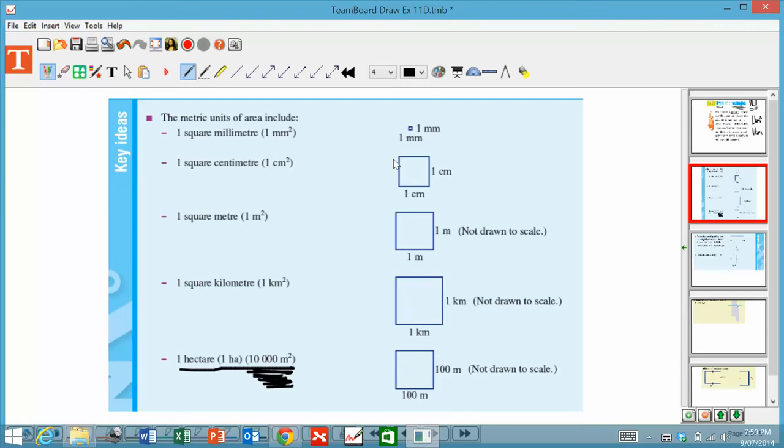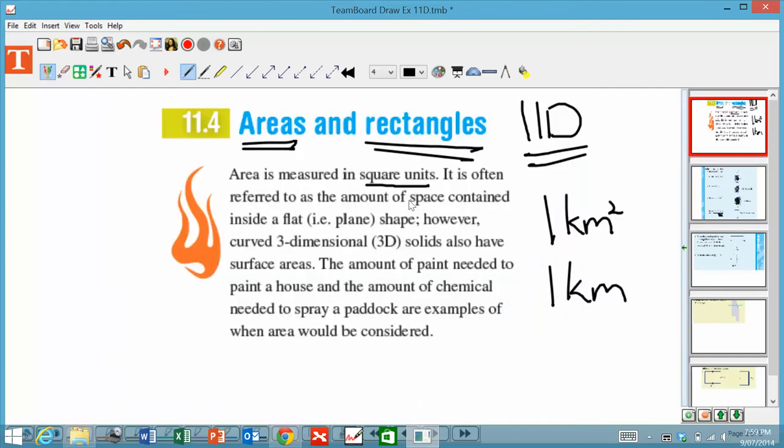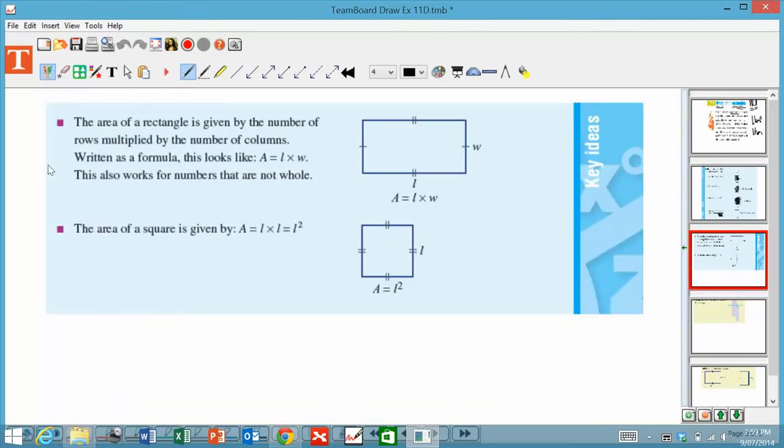Okay, so area is the amount of space inside an object. So these are area units: 1 metre squared, 1 centimetre squared, 1 millimetre squared up the top there, 1 kilometre squared, and so on. As it says here, the amount of space contained inside a flat plane shape. All right, the area of a rectangle is given by the number of rows multiplied by the number of columns.